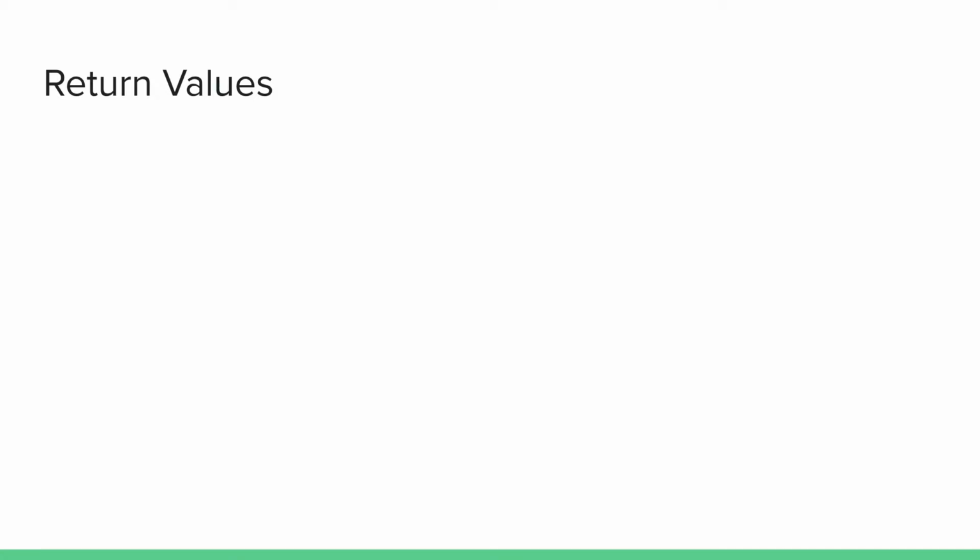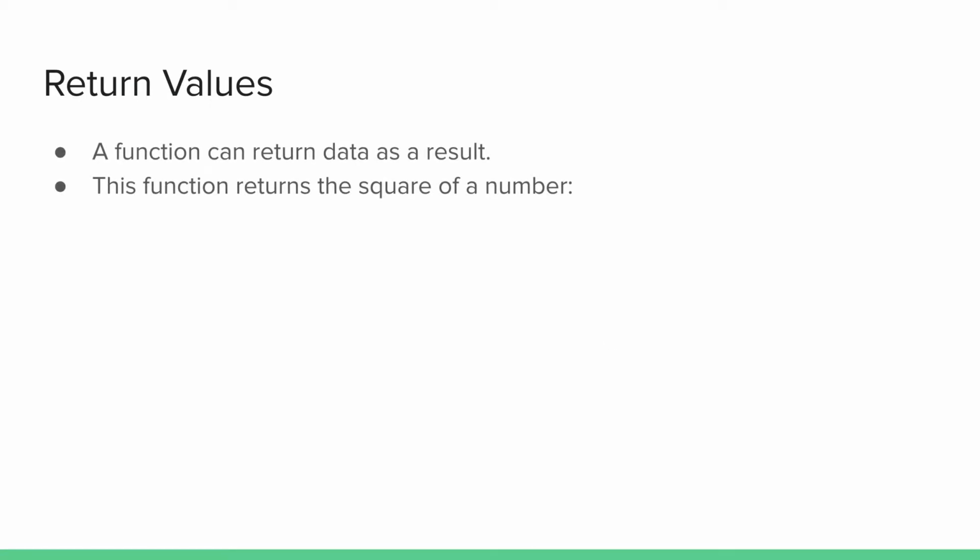A function can receive data as parameters, but it can also return data. So this function below will return the square of a number. So def square(x) is the same function that we previously defined, but instead of printing x squared, this time it will return x squared.